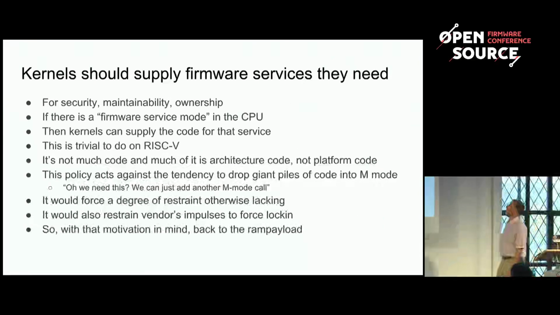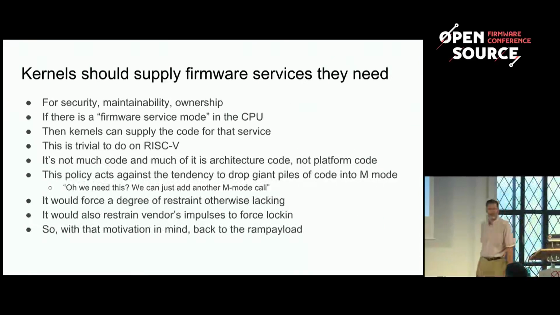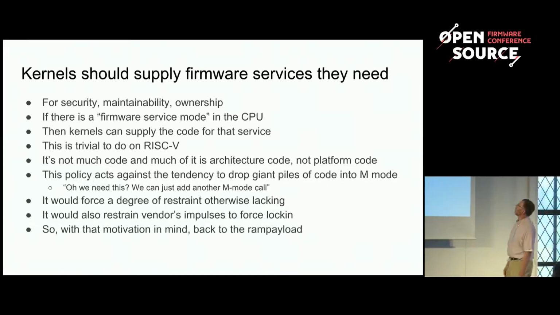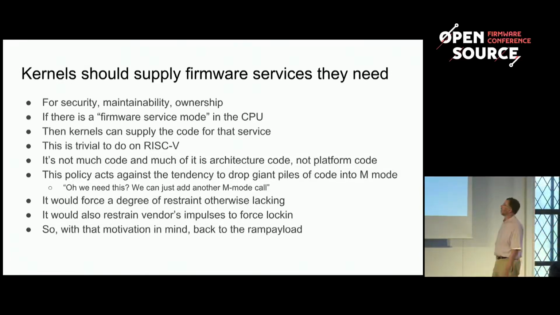So here's the thing I expect to get beat up about. Kernels should supply firmware services they need. This builds on last year, where I showed that a Linux kernel could supply the SMM code and use it instead of the firmware-supplied code. If there's a firmware service mode in the CPU, then let the kernel supply the code it runs. That's real easy to do on RISC-V. Most of that is defined in the coreboot arch directories, so it's very easy to add to Linux and have Linux set it up.